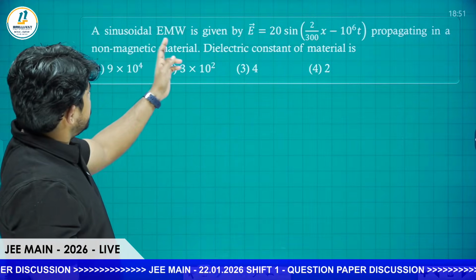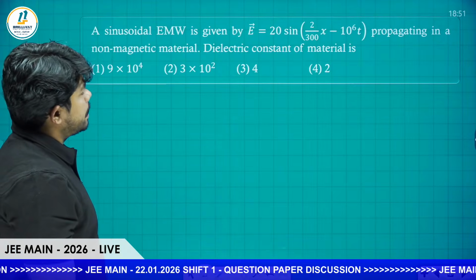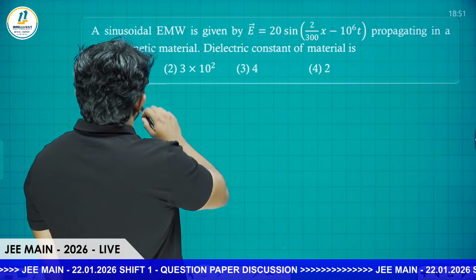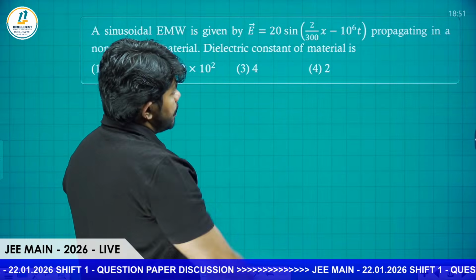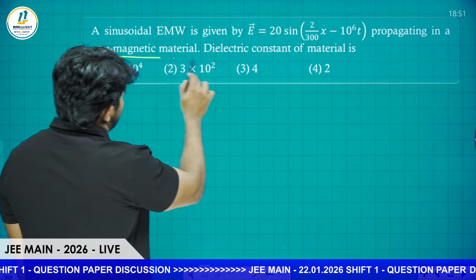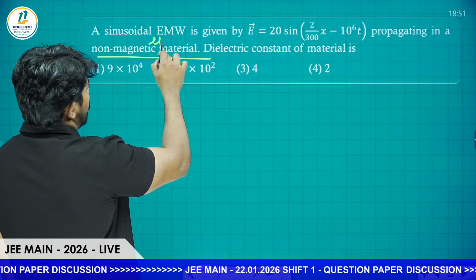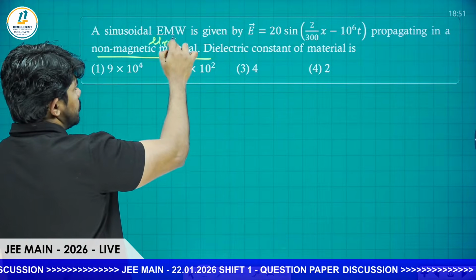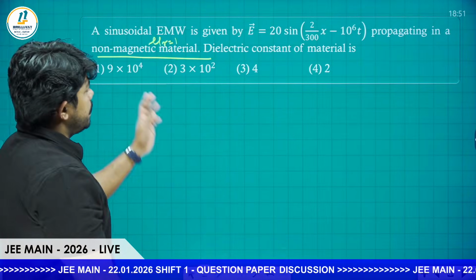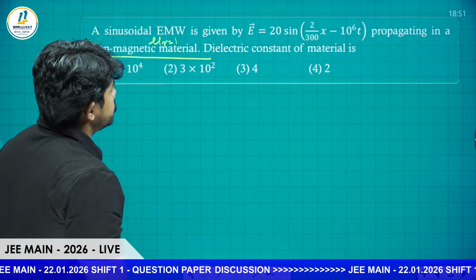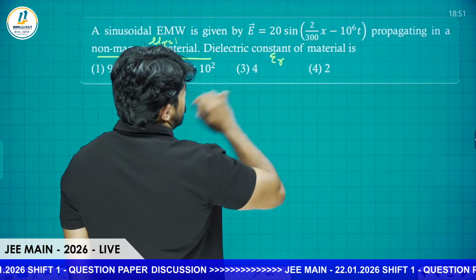Okay, so next, a sinusoidal electromagnetic wave is given propagating in a non-magnetic material, with a given dielectric constant. So remember, it's a non-magnetic material, which means the mu r value we have to ignore. We can take it as 1. Okay, we can't take it as 0, let's take it as 1. We have to find the value of epsilon r.